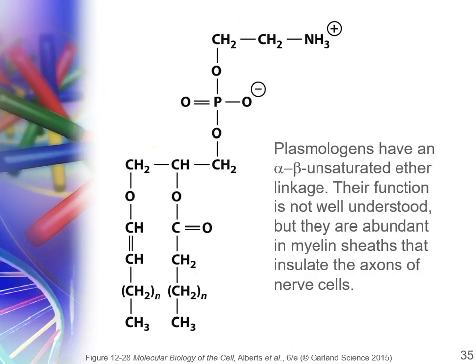And this is the plasmalogen I was telling you about. Plasmalogens are interesting. This looks like a phospholipid, and it is. We've got the two tails and the phospholipid head group, but here you've got an alpha-beta unsaturated ether linkage. Their function isn't well understood, but they're abundant in myelin sheaths that insulate the axons of nerve cells. I know that there's an interest in neurobiology in this class, so I thought you would be interested in that. So plasmalogens are made in peroxisomes.